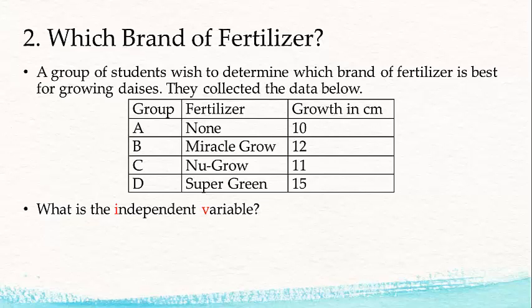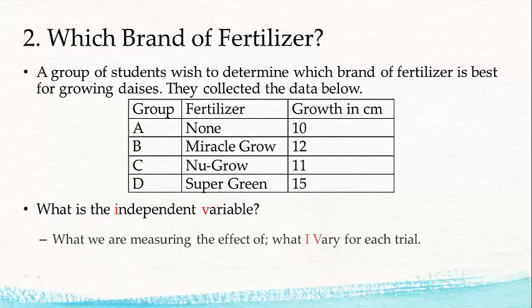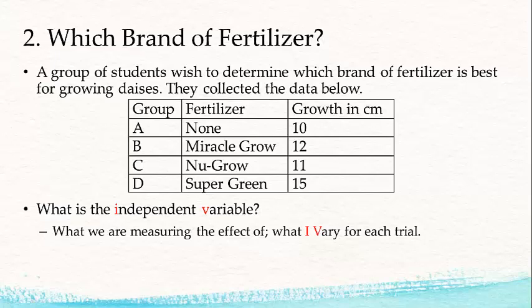First question asks us, what is the independent variable? The independent variable is what we are trying to see the effect of. It is what I vary for each trial. So independent variable and I vary both have IV in them. So it is what you are intentionally changing for each trial. Here we have 4 different trial groups, and we see that the brand of fertilizer is different for each of them. So we are trying to see what effect fertilizer has on our growth in centimeters of our daisies.